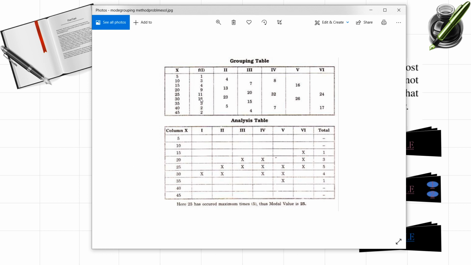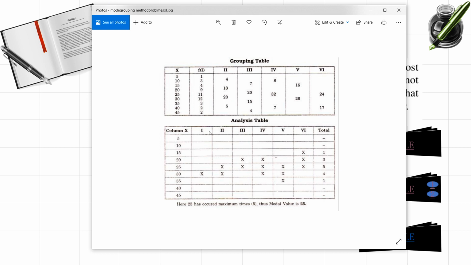In this, 12 is the first observation, and then 23 in the second column, 20 in the third column, 32 in the fourth column, and 26 in the fifth column, 24 in the sixth column. First, try to highlight the highest values in each column of the grouping table.